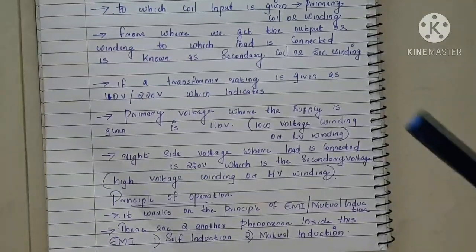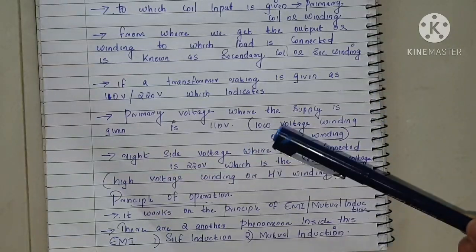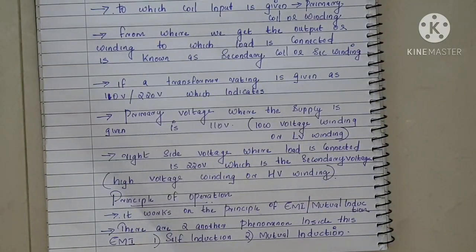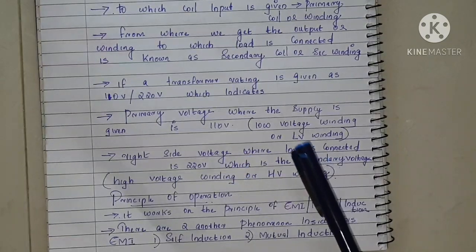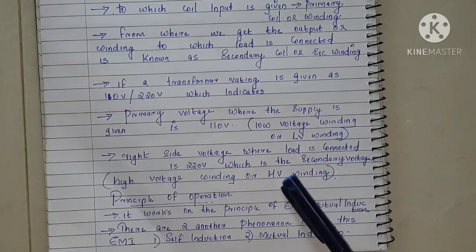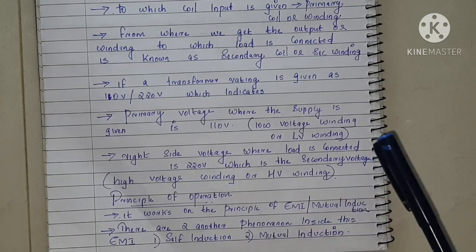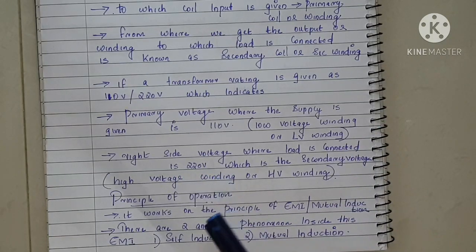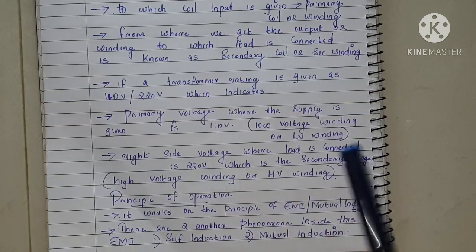If a transformer rating is given as 110 volt / 220 volt, it indicates the primary voltage, where the supply is given, that is, the primary winding. To the primary winding, we are providing the supply to the transformer. So the primary voltage where the supply is given is 110 volt. That is the low voltage winding or LV winding. And the right-side voltage where the load is connected is 220 volt. That is the secondary voltage, or high voltage winding or HV winding.